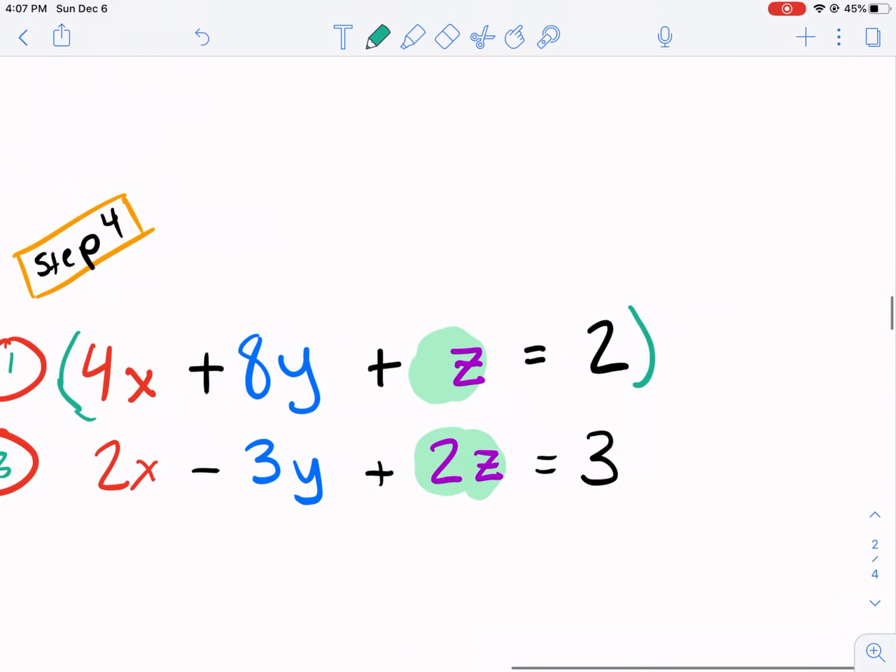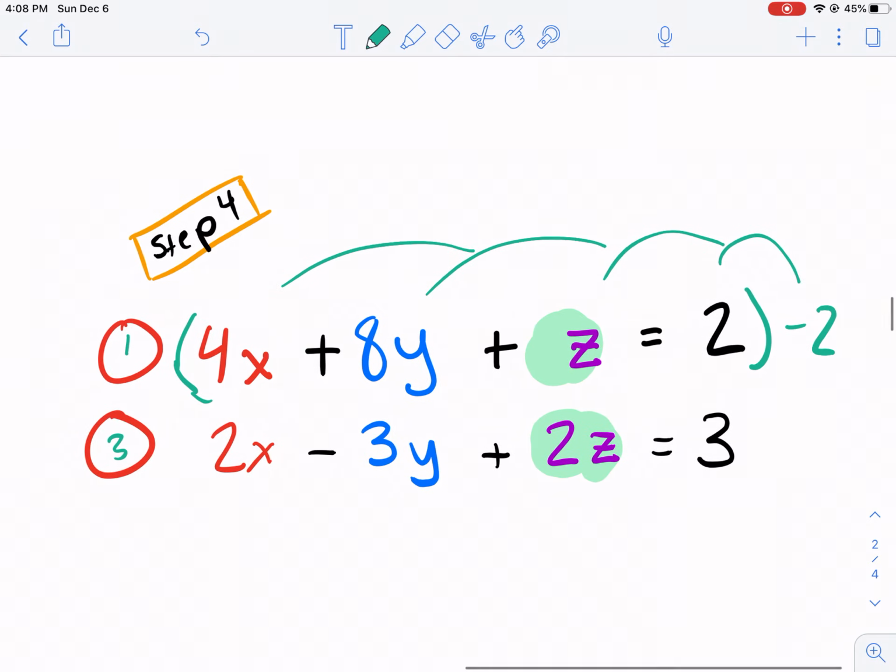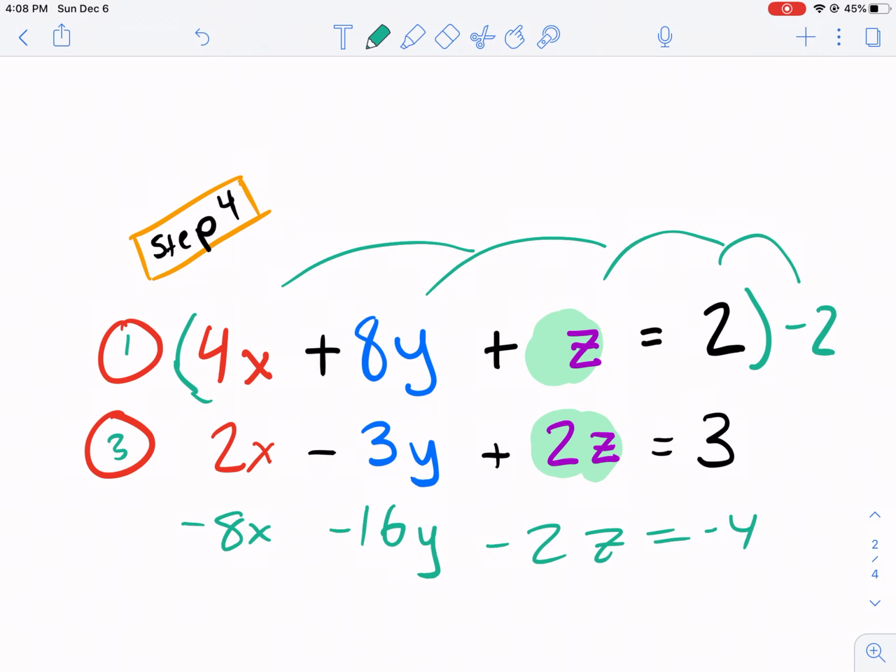Now, one thing we have to keep in mind, the signs are both the same, so we're going to have to multiply it by a negative so that they become opposites. This is my personal strategy, so that's what I'm going to do. I get -8x. I get -16y. I get -2z, and I get -4.